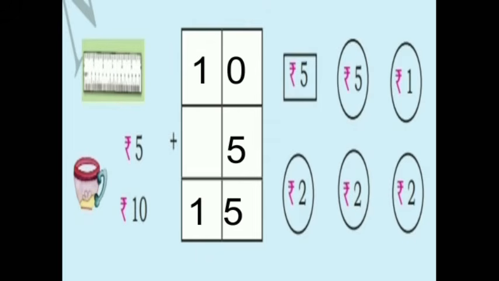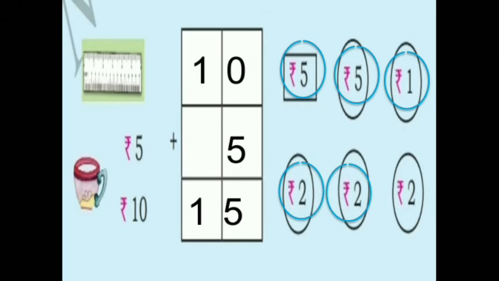Here they are given 5 rupee notes and 1 rupee coin, 2 rupee coin, 2 rupee coin. Here which notes and coins make 15 rupees? Yes, 5 rupee, 5 rupee, 1 rupee, 2 rupee, 2 rupee make 15 rupees.